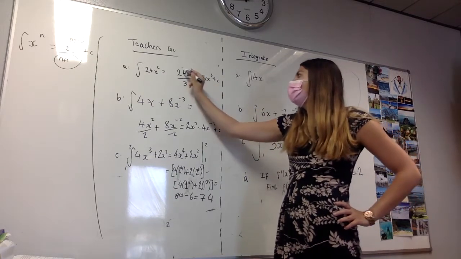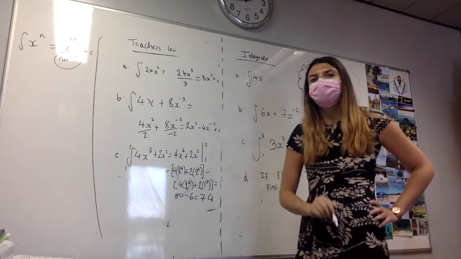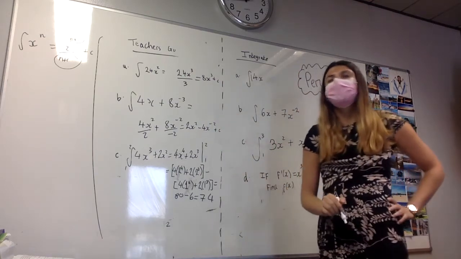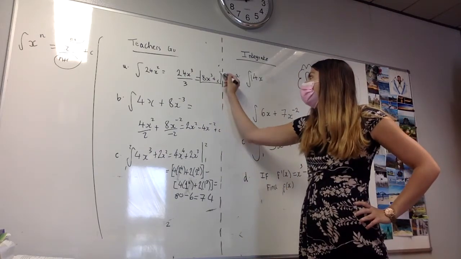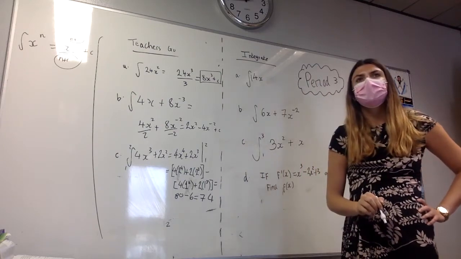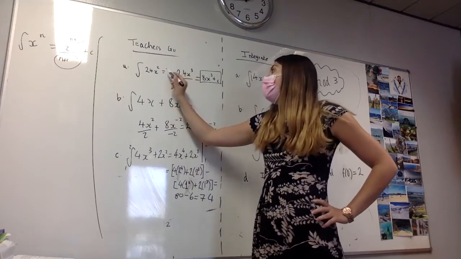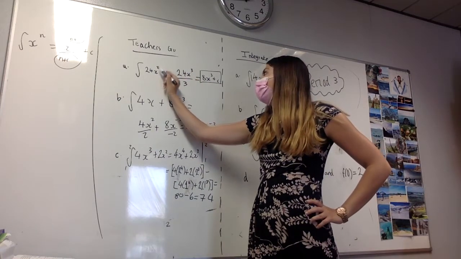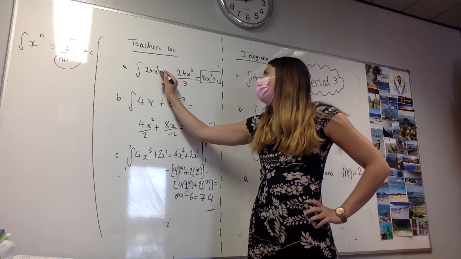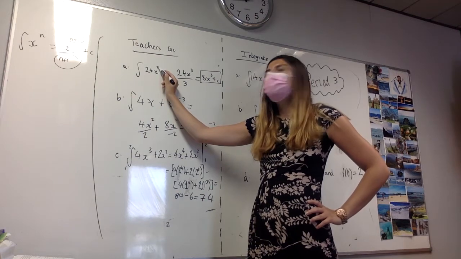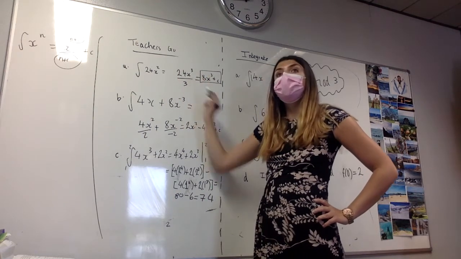Sarah, how have I got from 24 over 3 to 8? Excellent, and that is our answer. I don't understand why you got a 3 up there. Every time you have a power and you integrate it, you're going to add 1 to it. So 2 plus 1 is 3, then put it over 3.